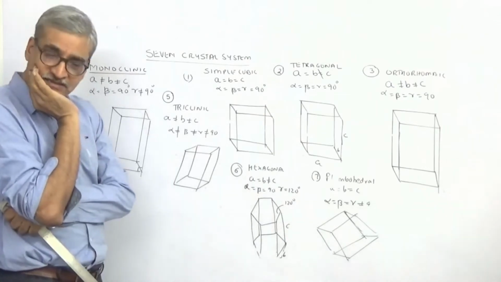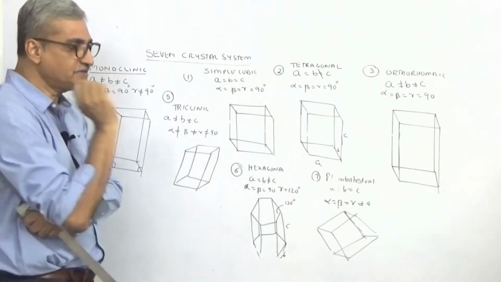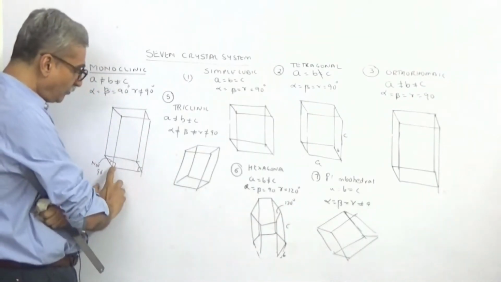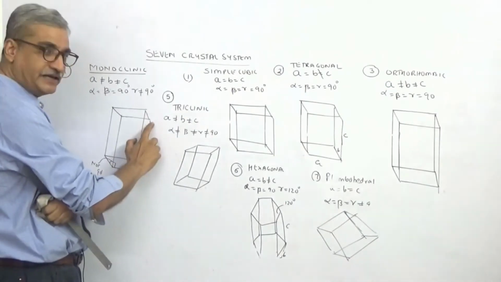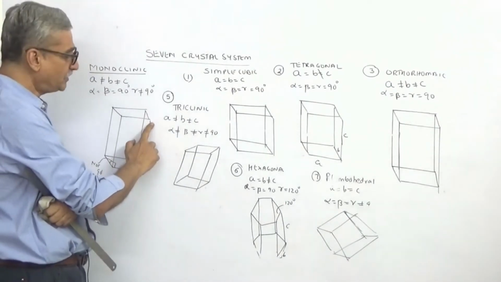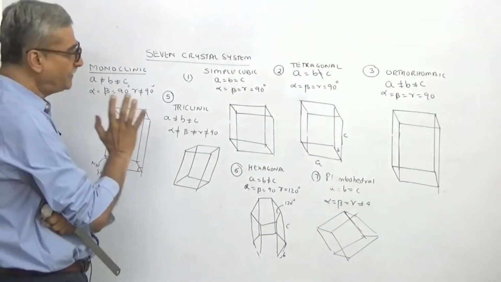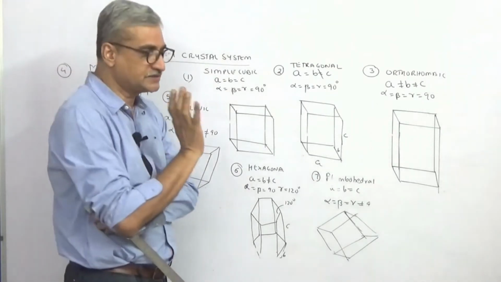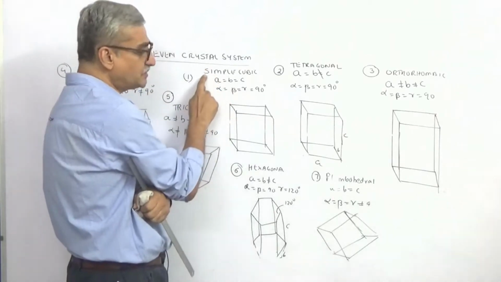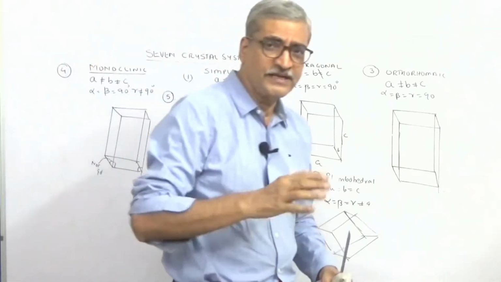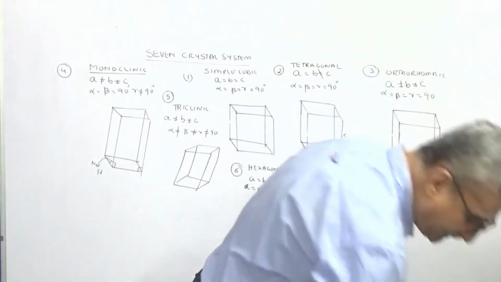What was the basis of that? The basis was, what is the length, the breadth and the height? Are they equal or not equal? And what is the angle between them? So based on this, what are the 7 crystal systems we got? First was simple cubic.